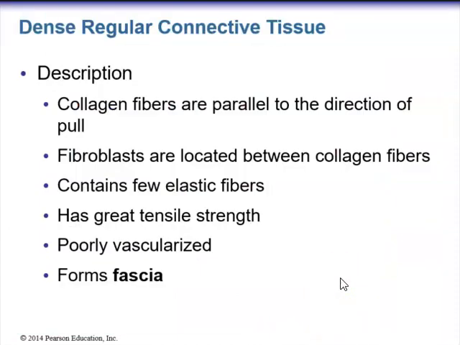Next, we'll talk about dense regular connective tissue. We can see the collagen fibers are parallel to the direction of the pull. So we have these nice long parallel fibers that almost look like parallel waves. Fibroblasts are located between these collagen fibers, which contain few elastic fibers, but have great tensile strength. Although they are poorly vascularized, we know that dense regular connective tissue helps form fascia. And if you ever get to dissect a cadaver, you will see fascia everywhere.